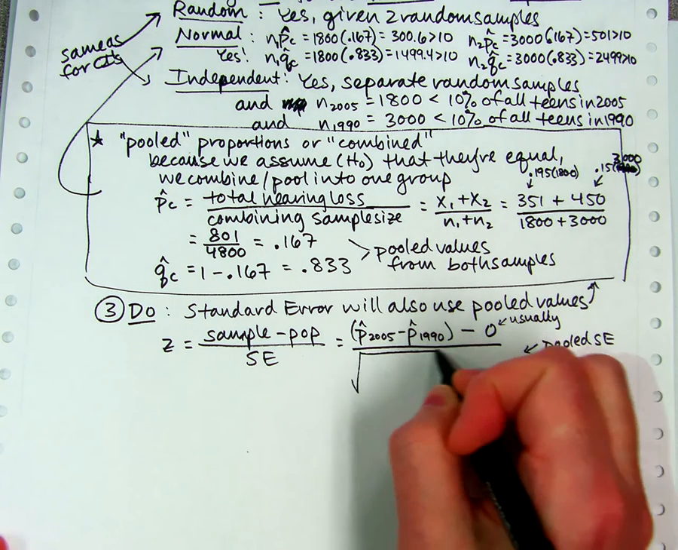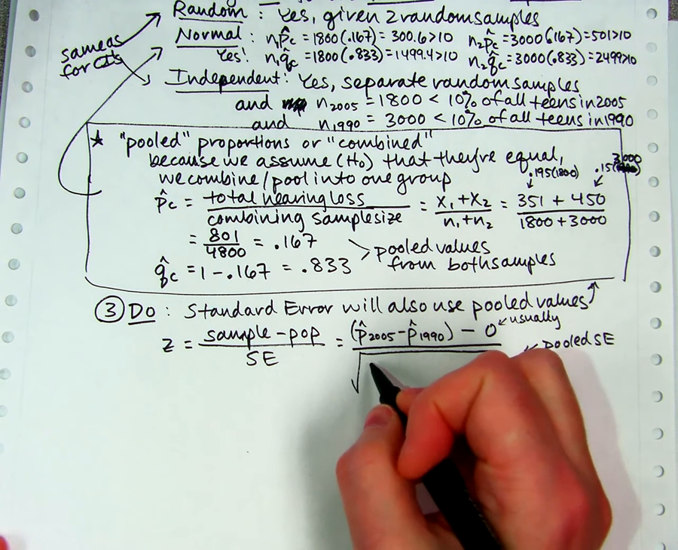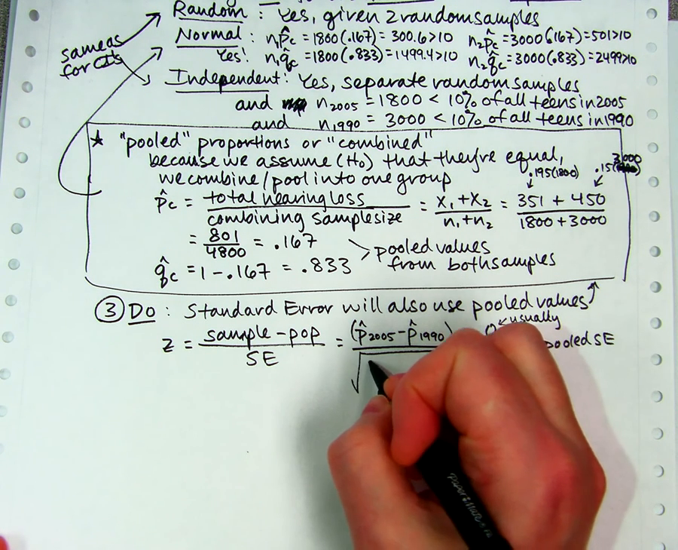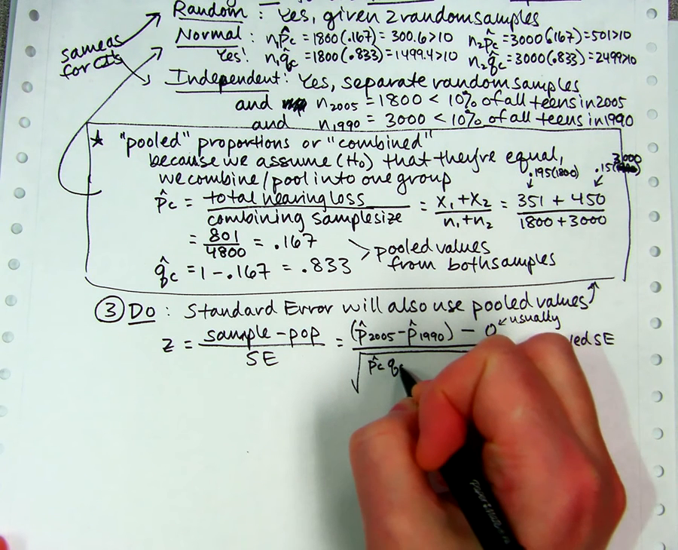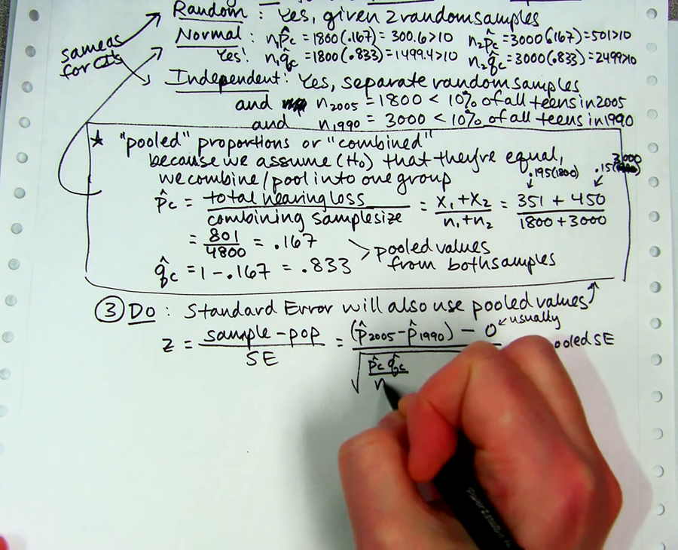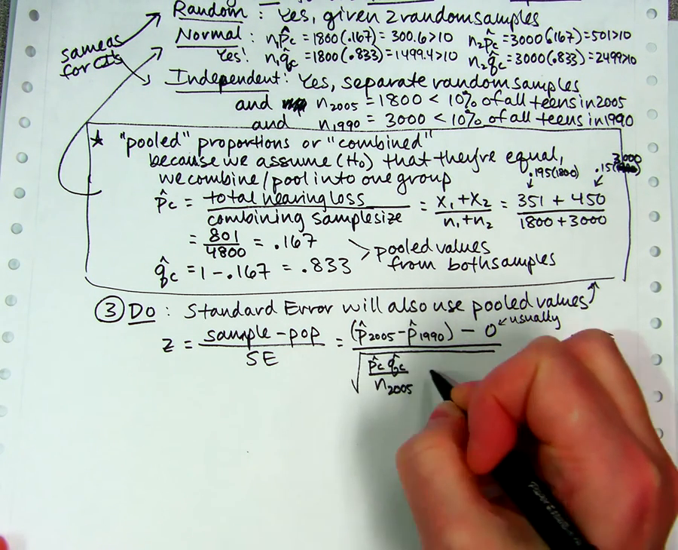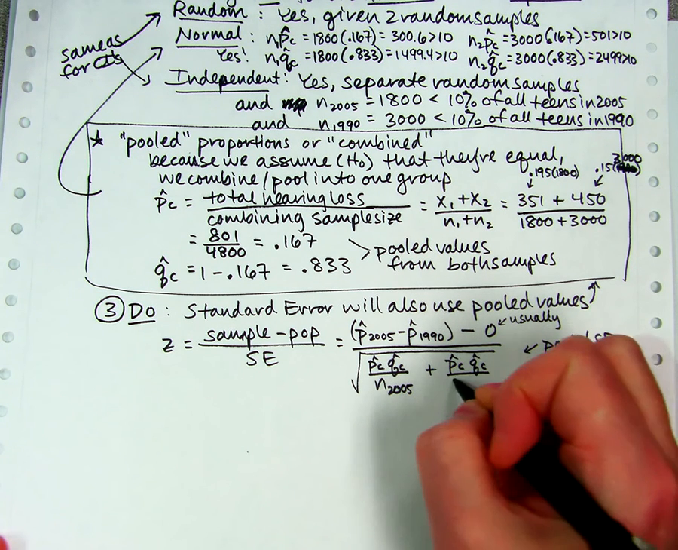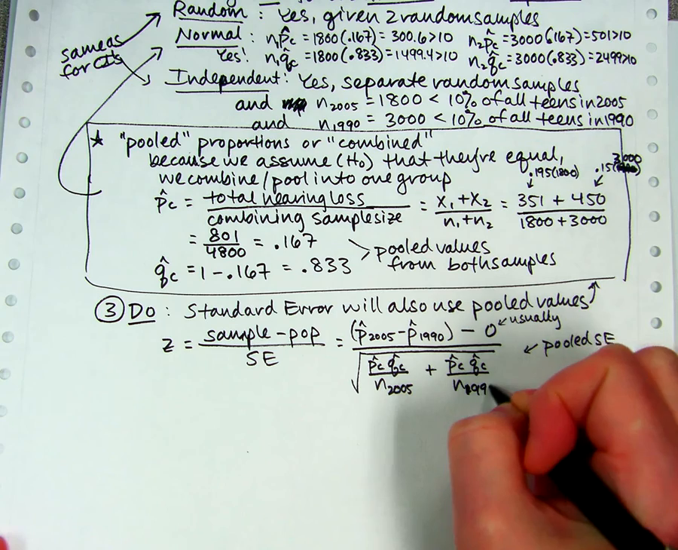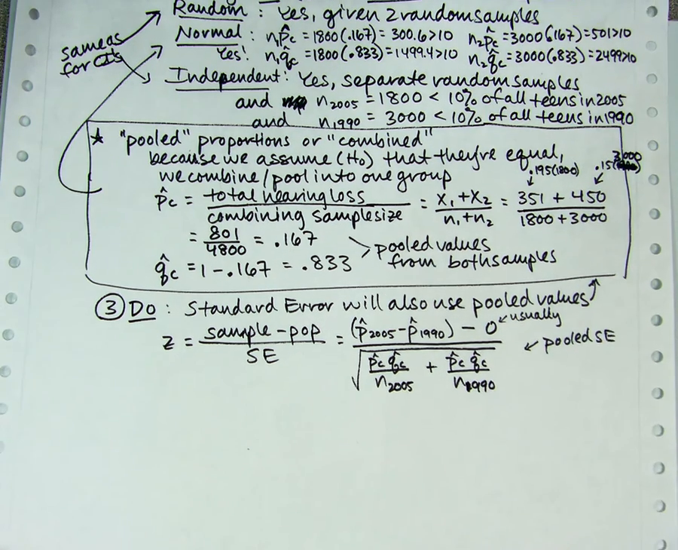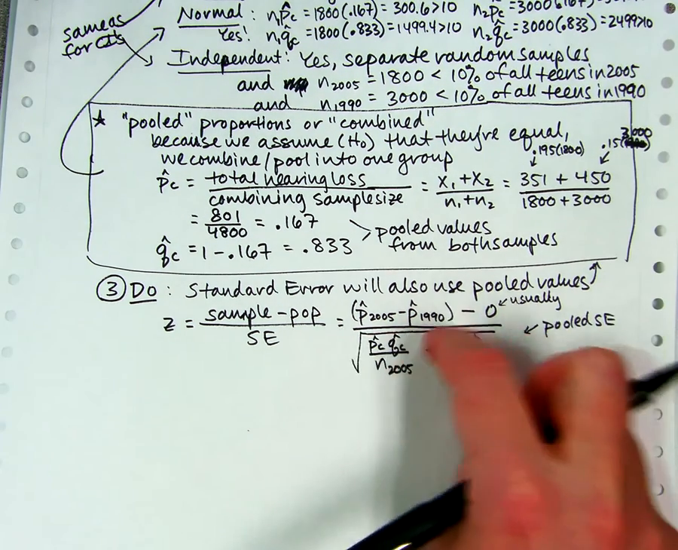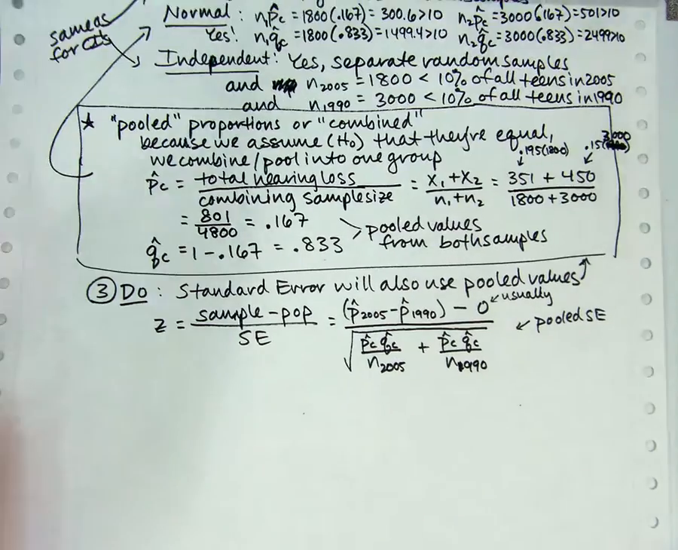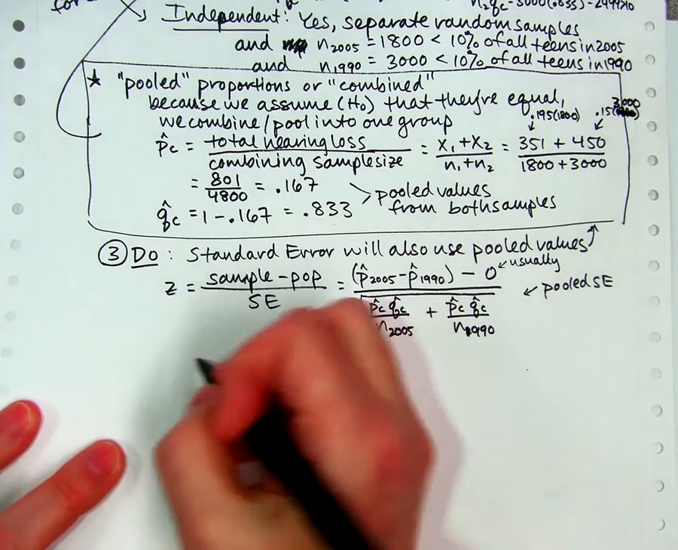It's almost like the regular standard error, except instead of doing P1 Q1 over N, we're going to do PC hat and QC hat over N1, which is N 2005. And then we're going to do the same thing with the other one, PC hat, QC hat over N2, 1990. So you use the 2 sample sizes like usual, but we're going to pool and combine those proportion values, because we're assuming it's all the same.